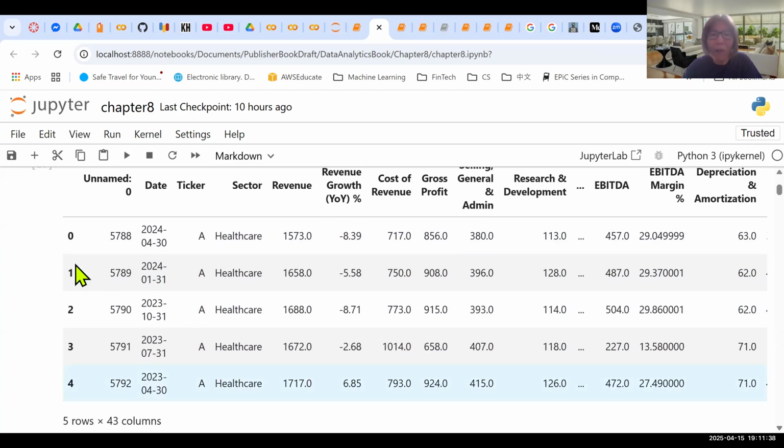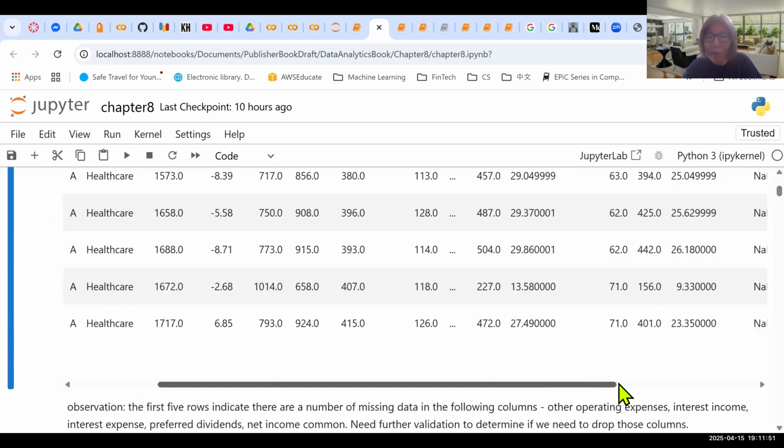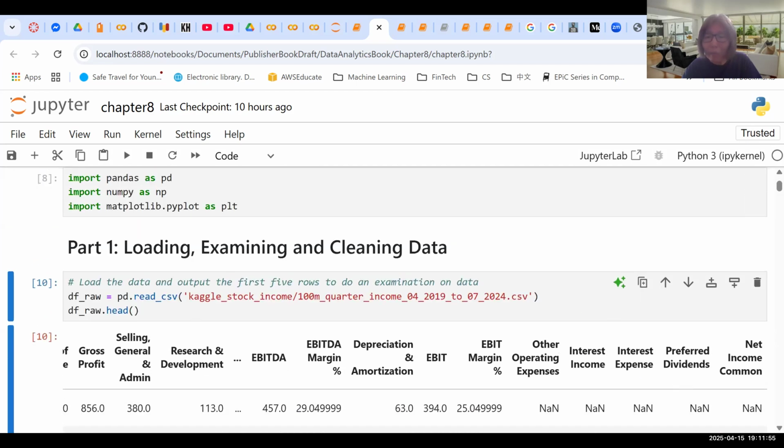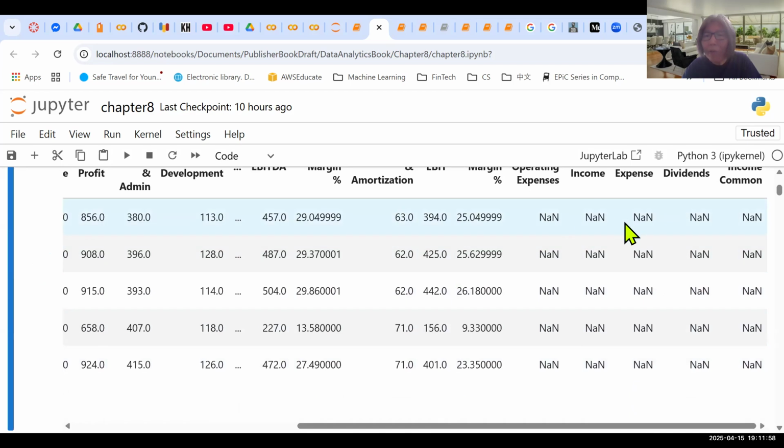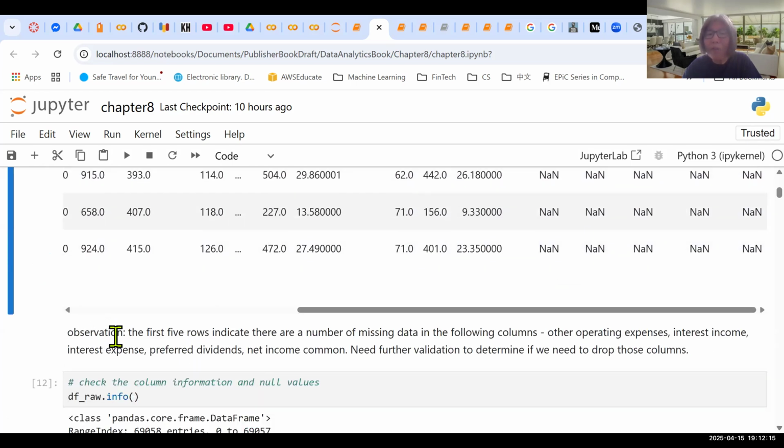If we take a look at this data set, it's about some financial data and there are a lot of columns we can see. And if you take a look, even with the top 5 entries for the last 5 columns, it looks like there are a lot of null values. From the first 5 rows, we can see quite a number of missing data in those columns.